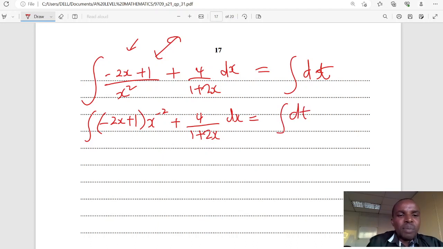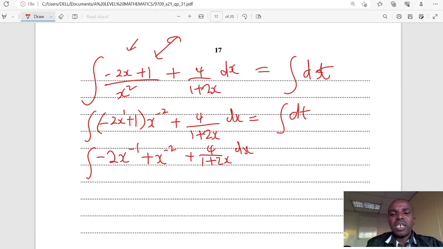Then this part, remove the bracket. What do you get? You get minus 2, then x times x to the power minus 2. Maintain the base, you add the powers, so it will be x to the power minus 1. Actually, x to the power minus 1 is 1 over x. Then plus x to the power minus 2, then plus 4 over 1 plus 2x dx, equals dt. Let me simplify this further. It's minus 2 over x, because x to the power minus 1.